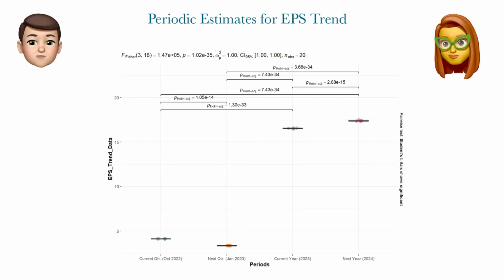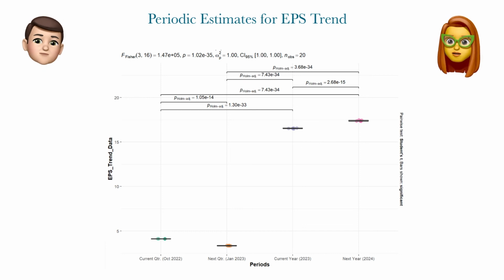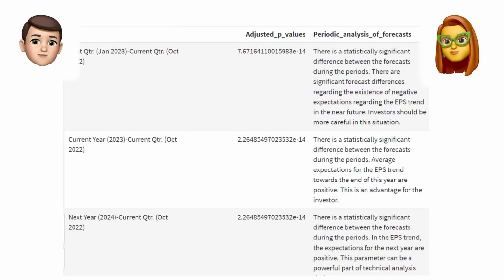Of course, David. Periods comparison of forecasts for EPS trend between periods is directly related to investors' time management. Shorter-term investors wonder about the differences in forecasts between consecutive periods in the near term. Comments on the significant differences between the periods can be examined in the table.